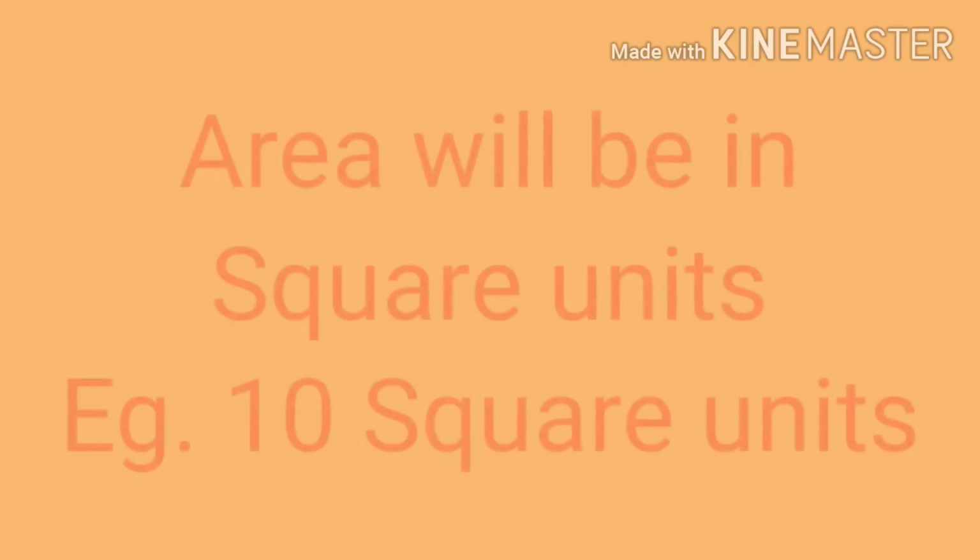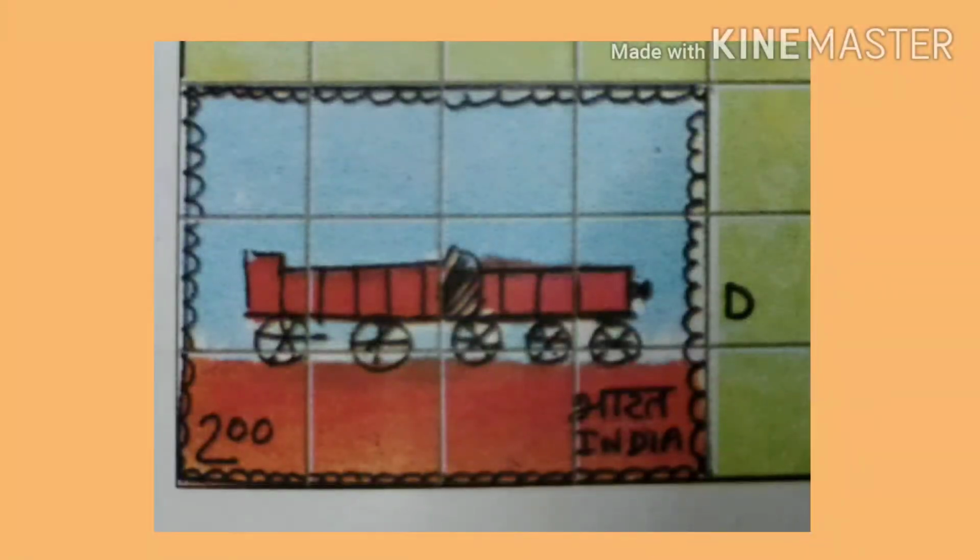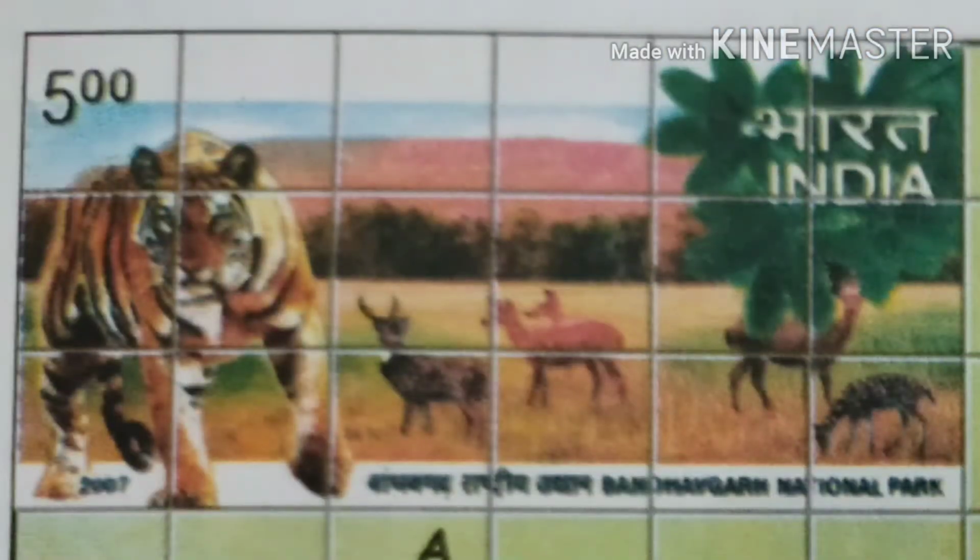Now find the area of this postal stamp. Count the number of squares under this stamp. This will be area of this stamp. I think you will have counted 12 squares. Very good. Now the area of this postal stamp will be 12 square units. Again, find the area of this stamp. I think your counting will be 18 squares. Very good. So, the area of this postal stamp will be 18 square units.